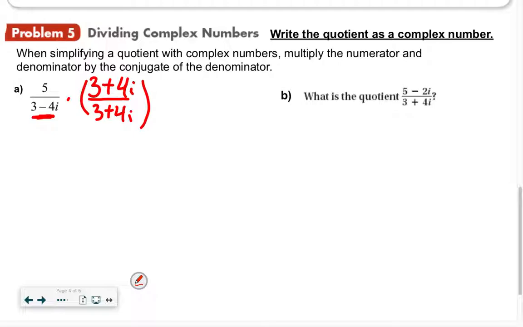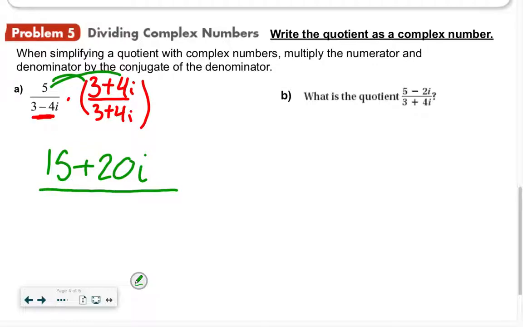Okay. So the top part's kind of easy. All we do is distribute that 5. So what's 5 times 3? 15. Then I have plus 5 times 4, which is how much? 20. And then don't forget that i. Okay. Top part's kind of easy. Bottom part is where we gotta do that foiling stuff. So like I said, we're gonna foil. So I have 3 minus 4i times 3 plus 4i.